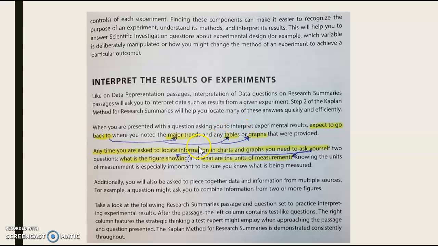And when you're asked to locate information in charts and graphs, make sure you ask yourself and know what the figure is actually showing you and what are the units of measurement. Knowing the units of measurement is turning out to be, from what I'm seeing, almost more important than understanding what the graph is actually showing you.